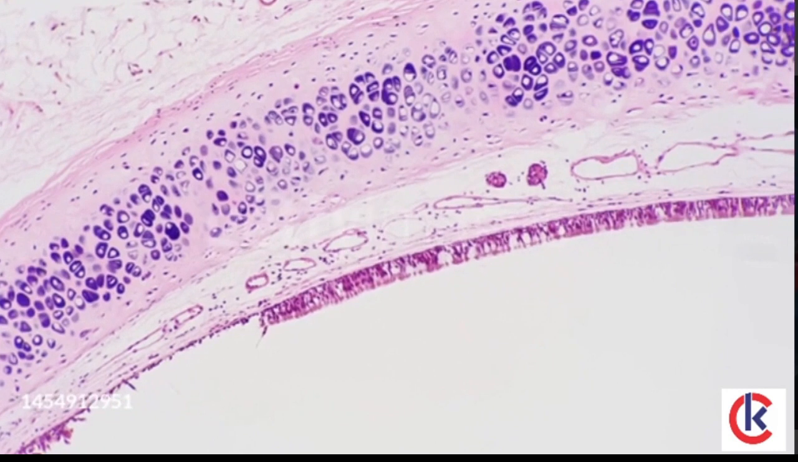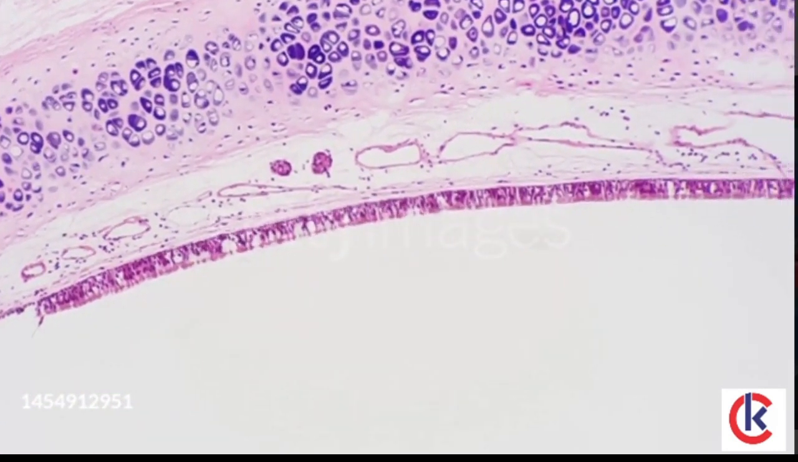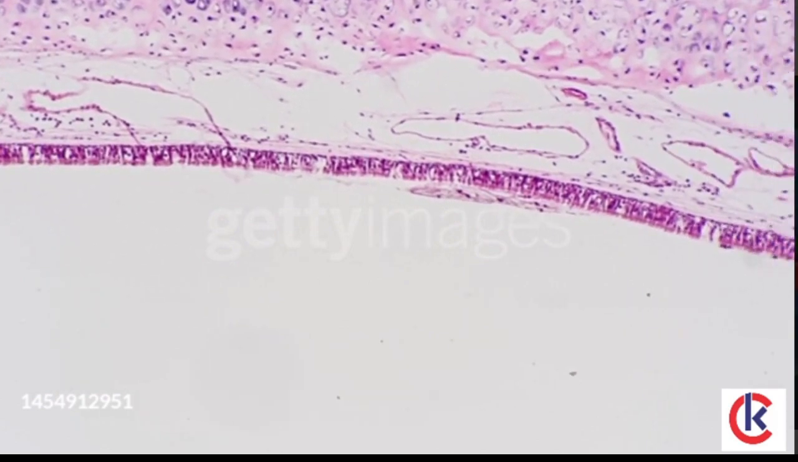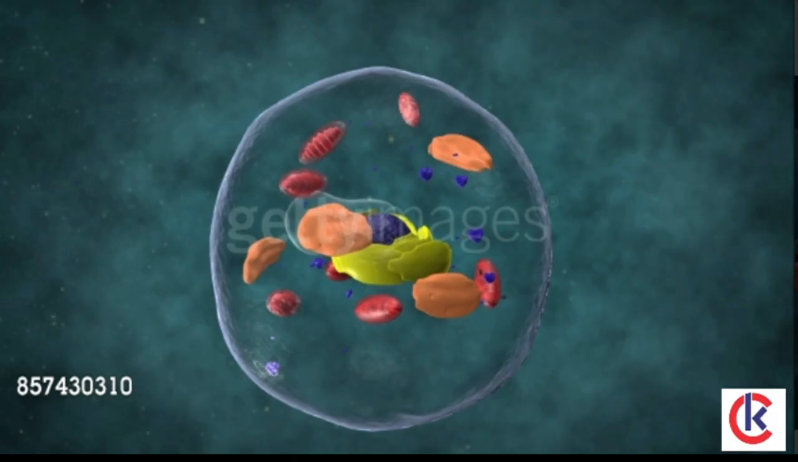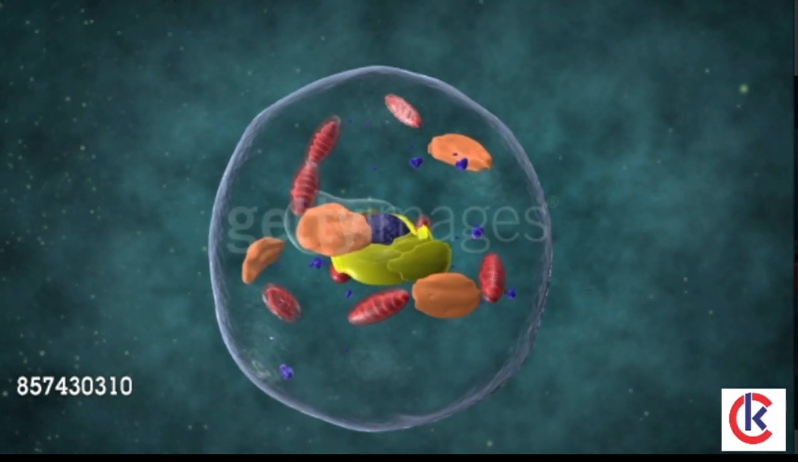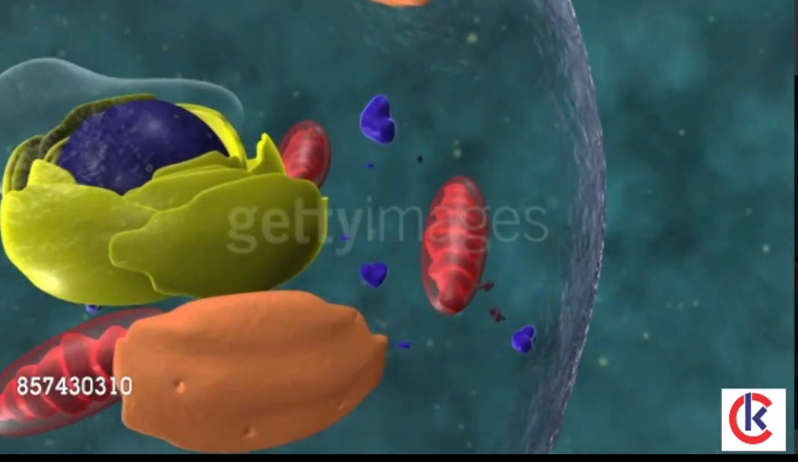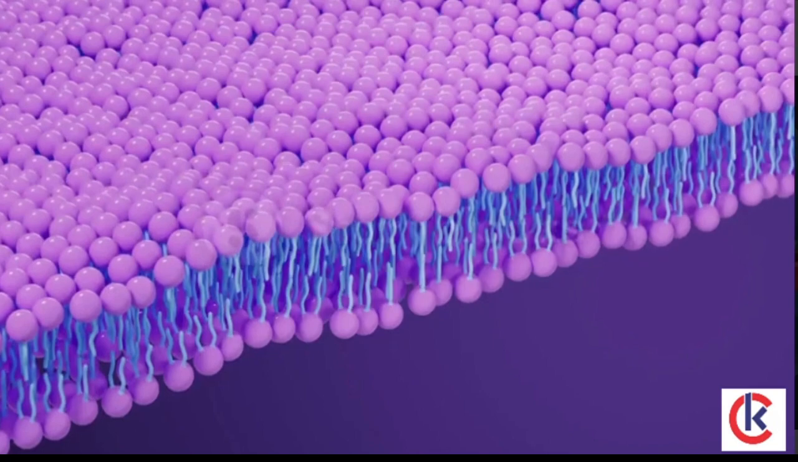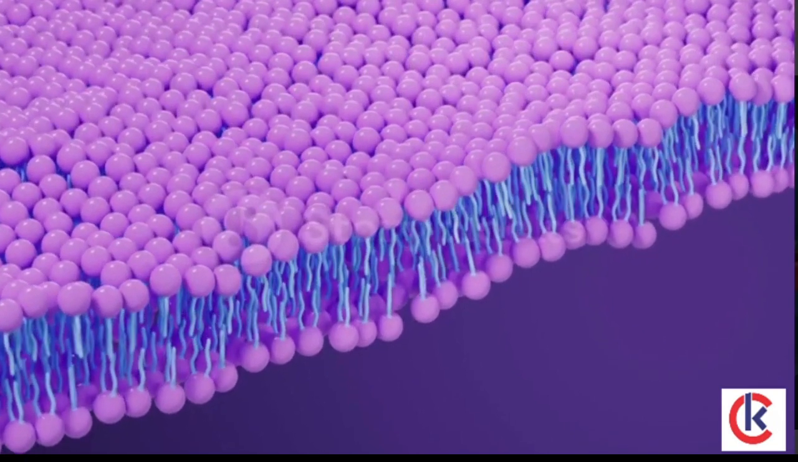Between epithelium and connective tissue, a thin, non-living, non-cellular basement membrane is present, which is highly permeable. Basement membrane is secreted by both epithelial and connective tissue and made up of glycoprotein, mucopolysaccharides and protein fibers. Basement membrane is made of two layers.